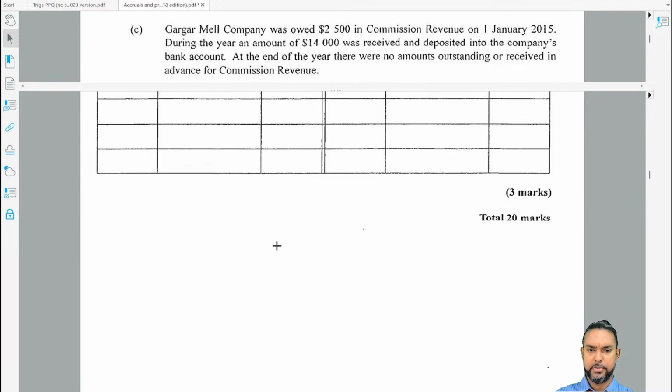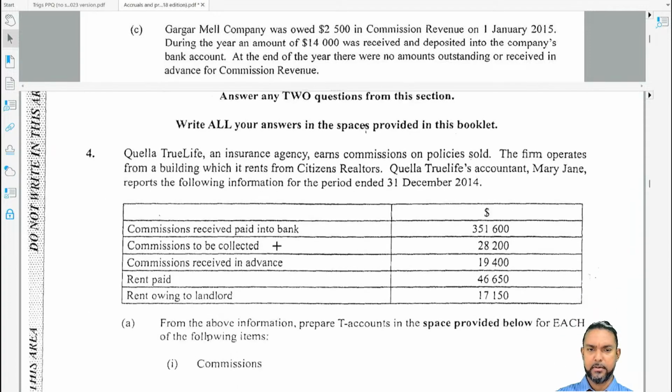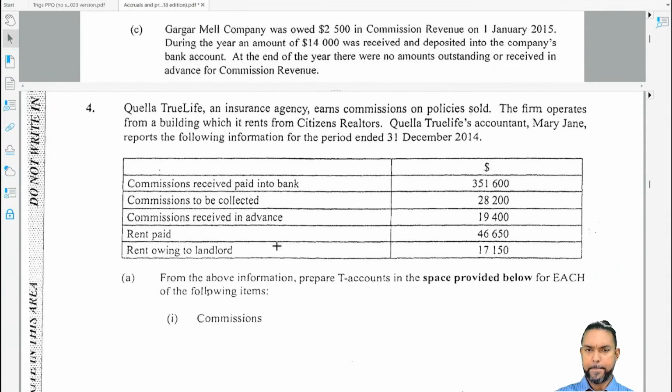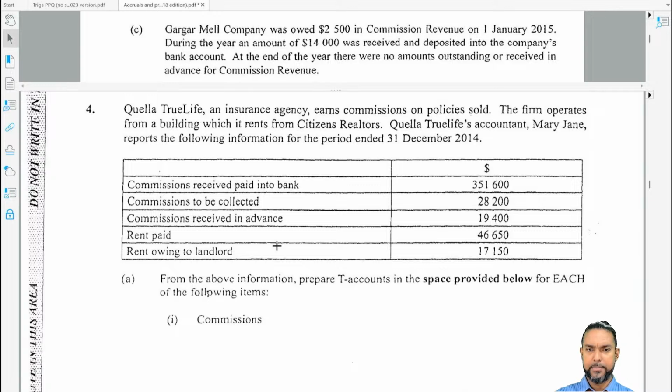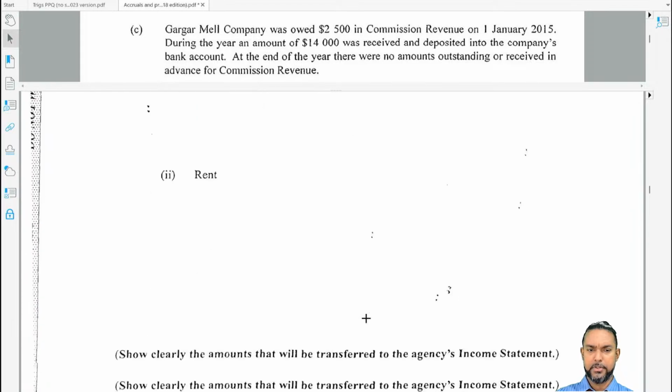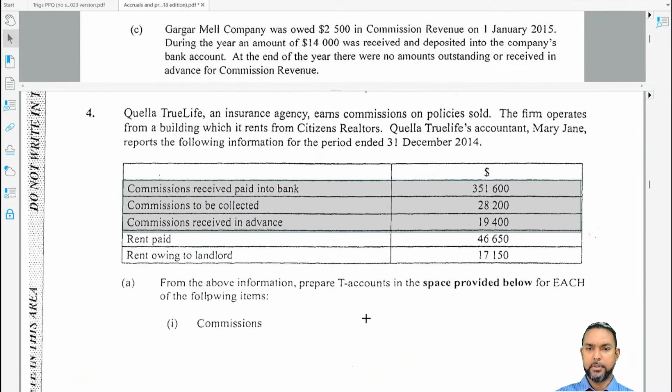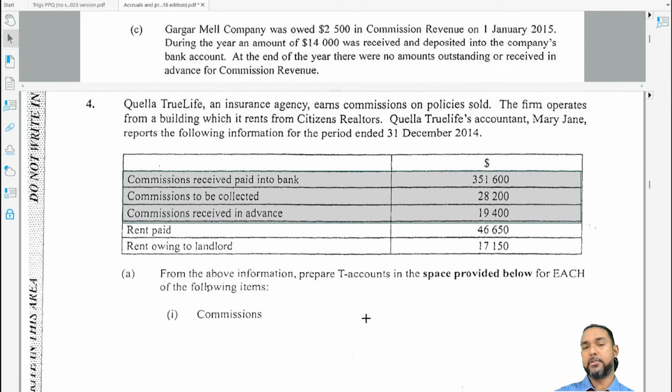So this question is the 2016 Jan. But I'm going to put up the other question on the screen one time, sorry. And this one is the Jan 2015. So on the top you have the Jan 2016, below you have Jan 2015.